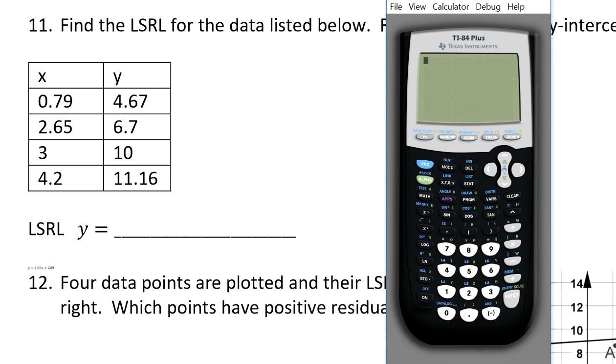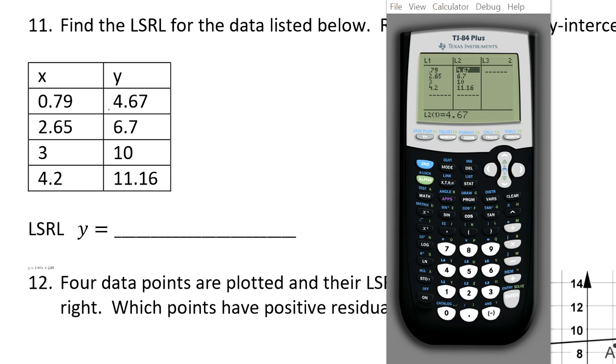I carefully entered this data before I started this video. So if I hit stats and go to option 1, edit, I can see that I've got in list 1, 0.79 and then 2.65 and then 3 and then 4.2, and in list 2 I've got 4.67, 6.7, 10 and 11.16. So these are serving as the XY pairs for this data. Every single one of these XY pairs is listed as a pair in my data list there.